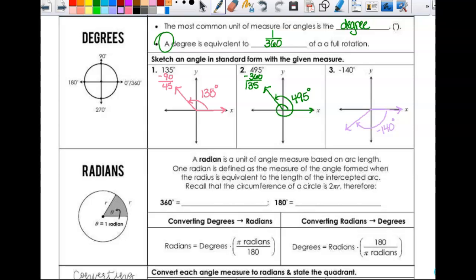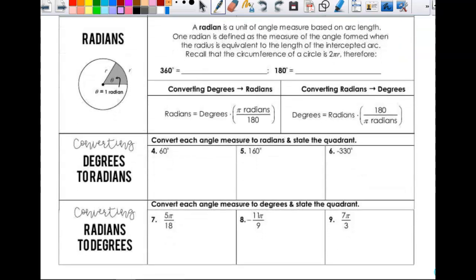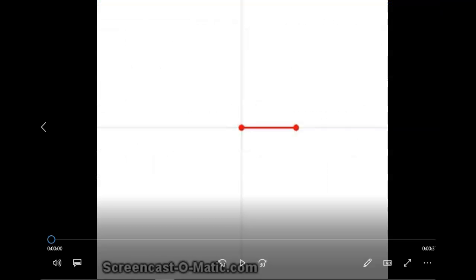All right, so then let's talk about another way to measure angles, and that is in radians. Radians are introduced to you in geometry as well. You most likely were just shown what a radian was when you did arc length. It may be converted back and forth, and maybe not that much more than that. So I'm going to show you a quick video here, and then we'll talk about it.